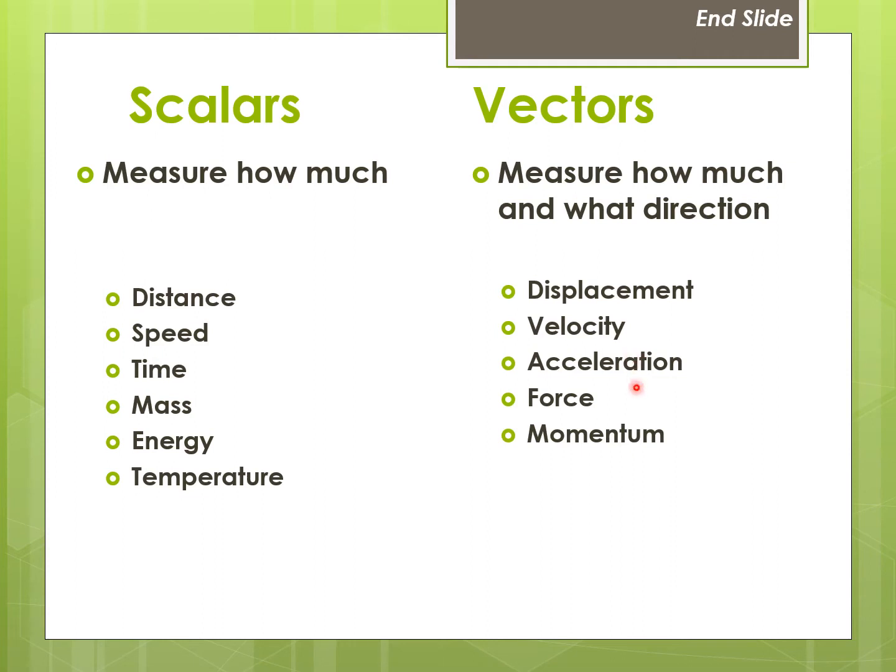Force and momentum, we're going to talk about forces in Unit 3 and 4, and then momentum in Unit 6. Now these all have directions. It makes sense to say, for example, the acceleration due to gravity is 9.8 meters per second squared downward. That makes sense. A force is going to be 3 newtons to the left. Somebody's applying a force to the left. So it makes sense to put a direction with that.